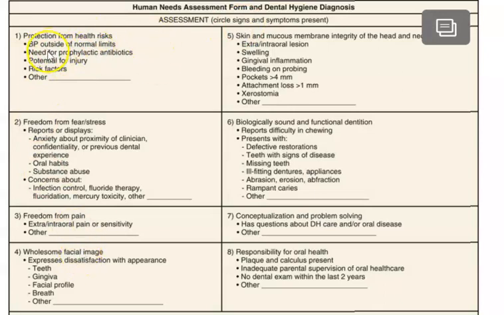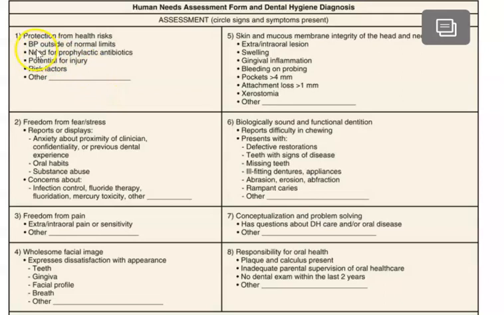So before we go over the different things that you could have possibly found with your client, let's go over the 8 different human needs assessment. Let's go over what they actually mean. So number 1 is protection from health risk. Protection from health risk is when you're free from any harm or danger. So when the client is free from any harm or danger.